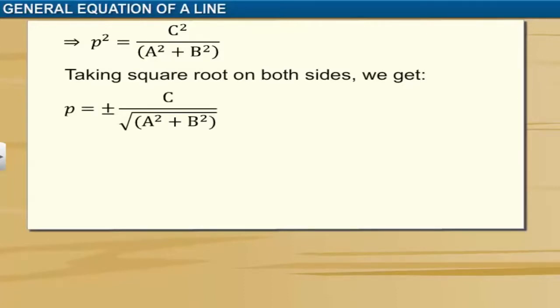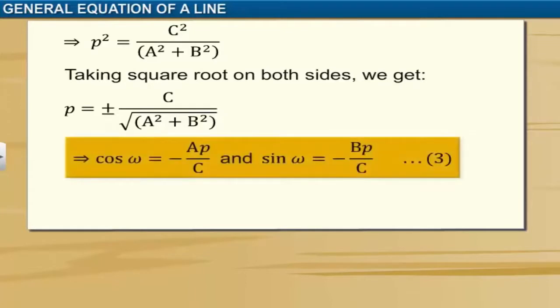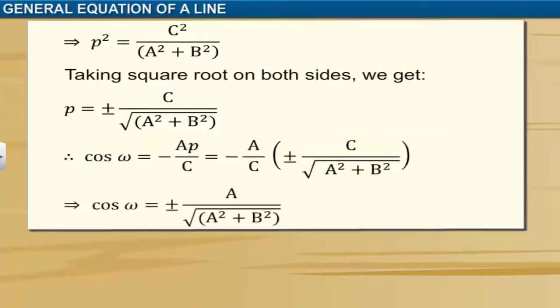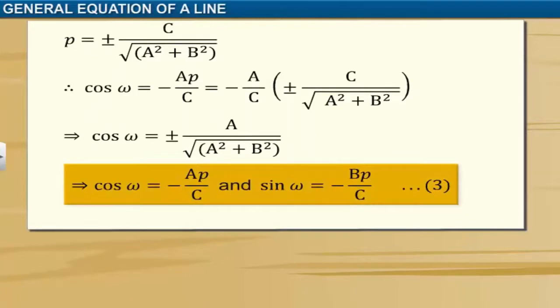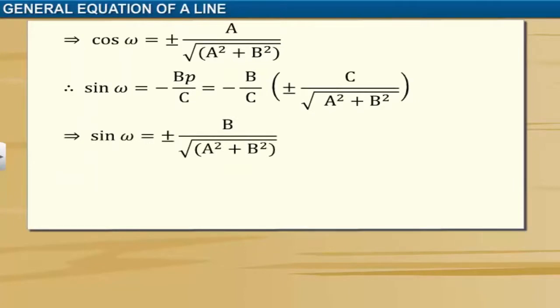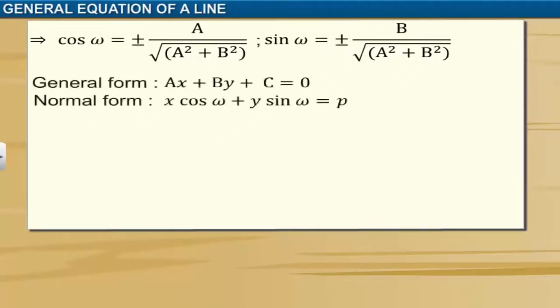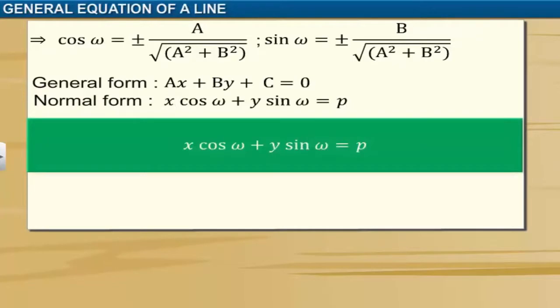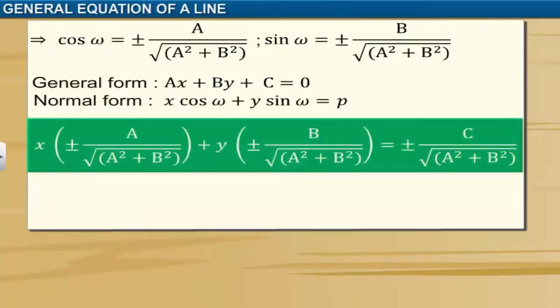Substituting the value of P in equation 3, we get cos omega is equal to plus or minus A upon under root A square plus B square, and sin omega as plus or minus B upon under root A square plus B square. Substituting the values of cos omega, sin omega and P in the normal form of the equation of a line, we get the general equation of a line in normal form. Note that the constant term on the right-hand side of the equation is always positive, as it is the length of the perpendicular from the origin to the line.